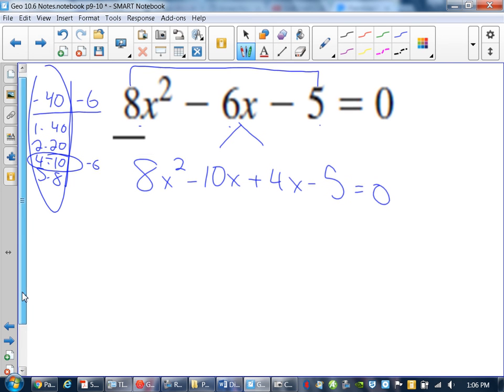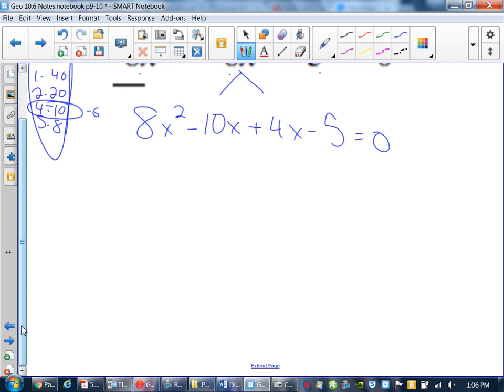And I know we did one like this yesterday, but it might have gone too fast. I throw parentheses around the first 2 terms, first 2 parts. 8x squared and a 10x. What do those guys have in common? What's their GCF? 2.